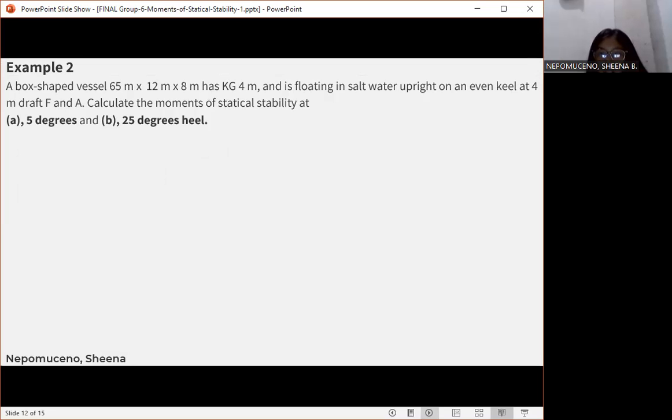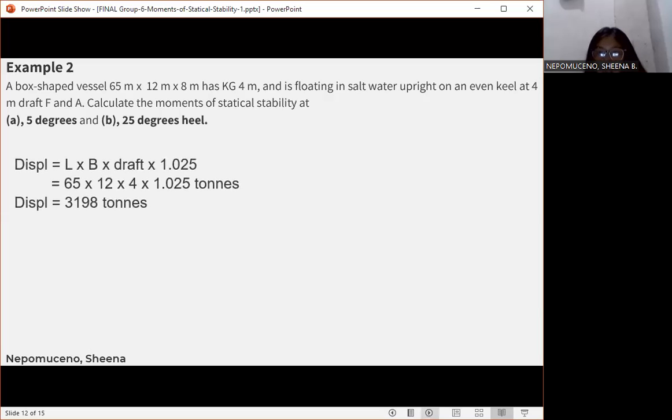So let's have here example number 2. A box-shaped vessel 65 meters times 12 meters times 8 meters has a KG of 4 meters and is floating in salt water upright on an even keel at 4 meter draft. Calculate the moments of statical stability at 5 degrees and 25 degrees heel.